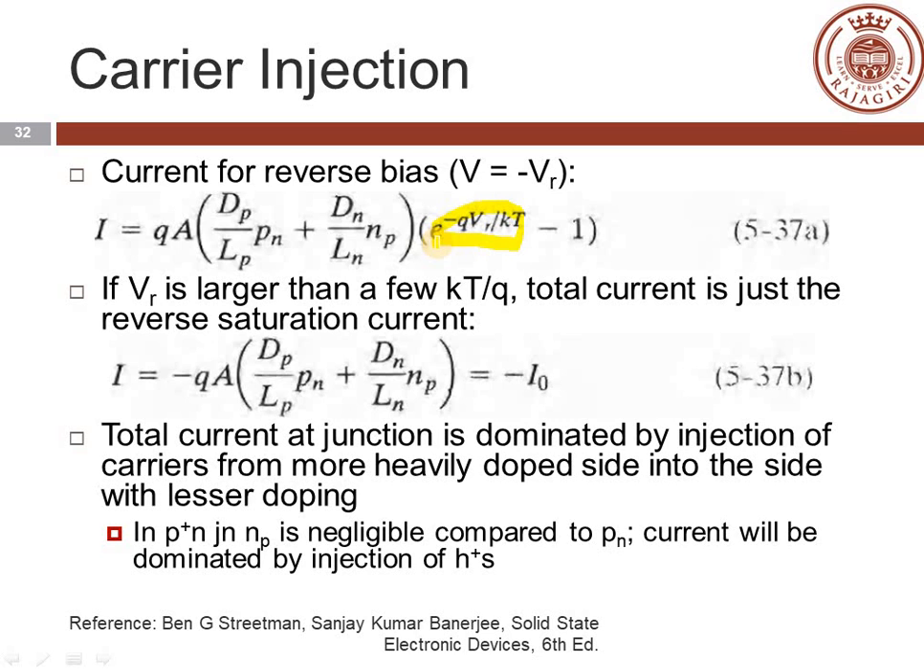So the total current at the junction is dominated by injection of carriers from the more heavily doped side into the side with lesser doping. In a P plus N junction, Np is negligible compared to Pn. Current will be dominated by injection of holes.